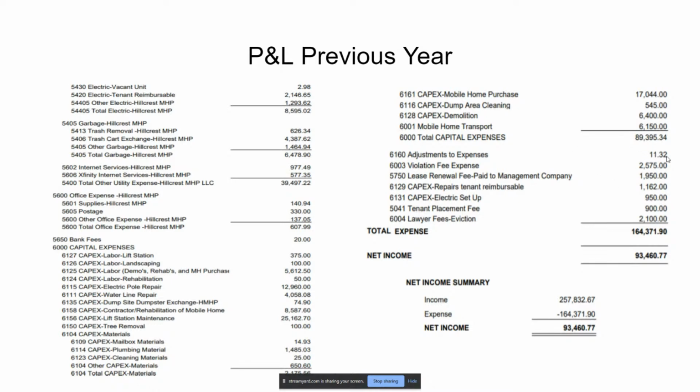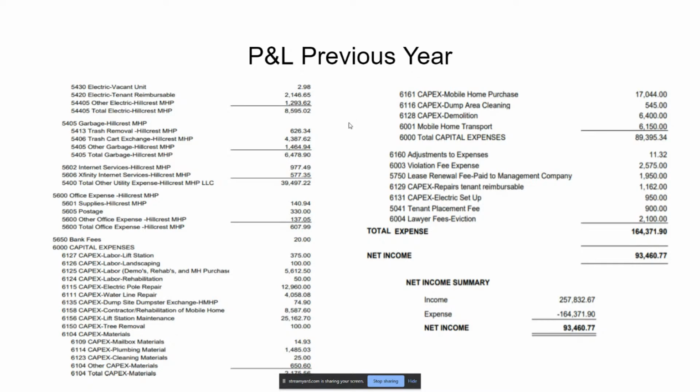It's the 6,000 line. And then you go down and you see the total expense is $164,000 and some change, which gives you a net income of $93,460. So our NOI is $93,000, right? Well, not exactly, because remember we talked about above the line and below the line expenses. So what is one of these things? Hopefully you guys remember, a little knowledge check.